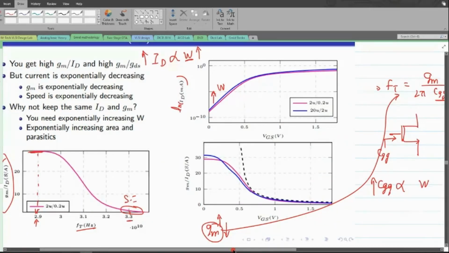People generally will not work in the weaker inversion. So the main idea is that even though we say that I'm getting a very high intrinsic gain in the weaker inversion, on the other hand, we end up having a very small transit frequency.